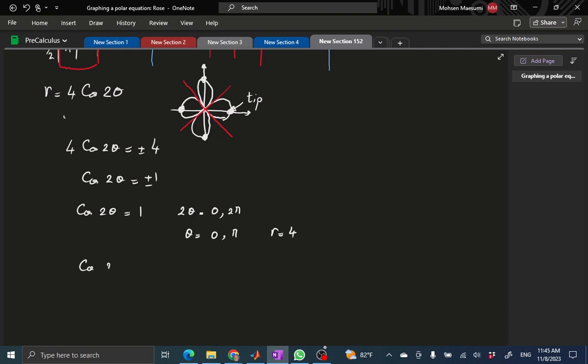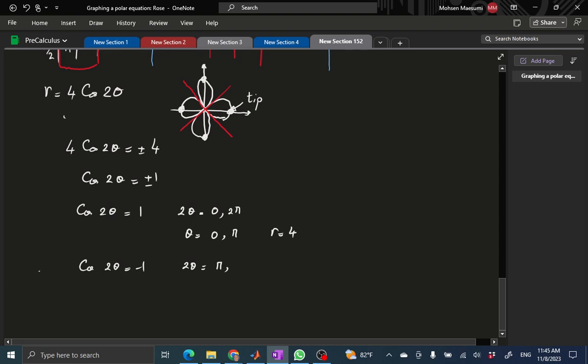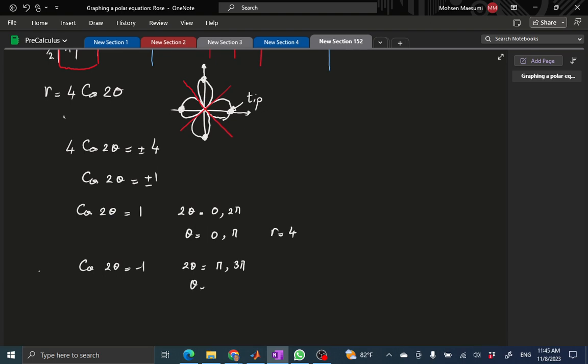Well, what about cosine of 2 theta becoming minus 1? Well, 2 theta has to be either pi or 3 pi. So theta, we go find all the angles in the first circle: pi over 2 and 3 pi over 2. So in these cases, r becomes minus 4. So what does that mean?